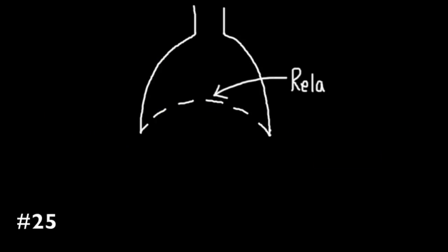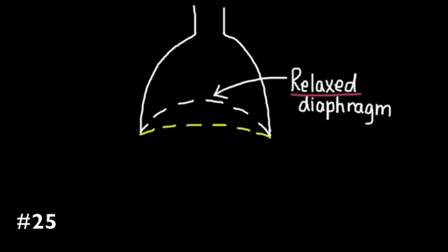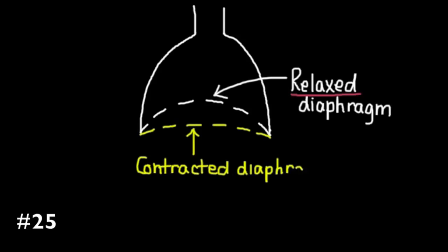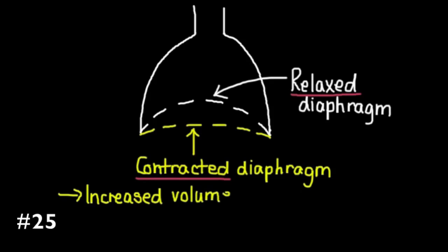When discussing the mechanism of ventilation, students get confused between when the diaphragm is relaxed and when it's contracted. It's relaxed during exhalation. Then you have a contracted diaphragm during inhalation. This means that the volume of the lungs is increased, the pressure is decreased, and the air enters into the lungs from the outside atmosphere.